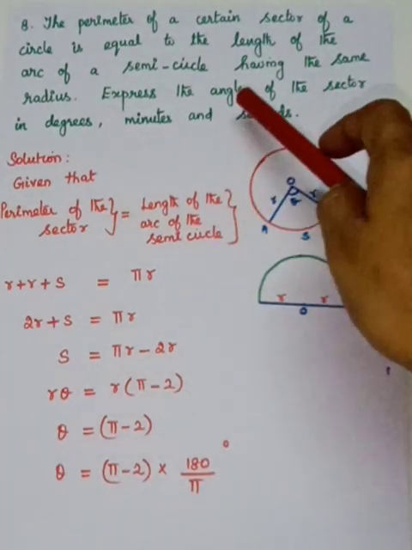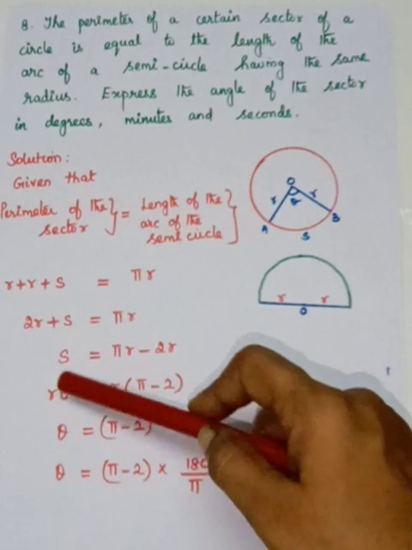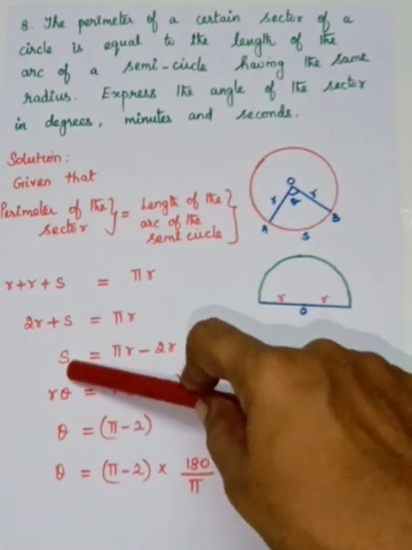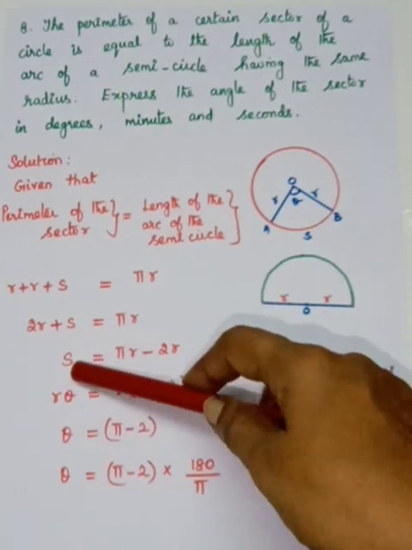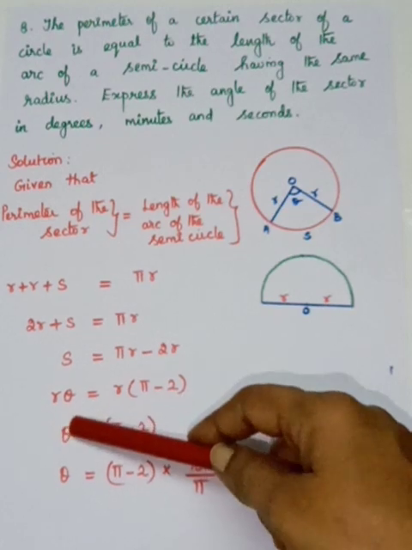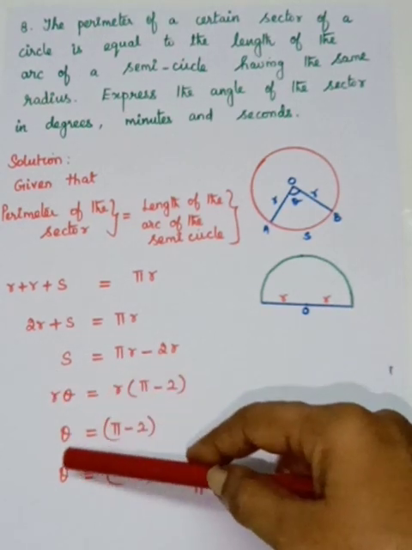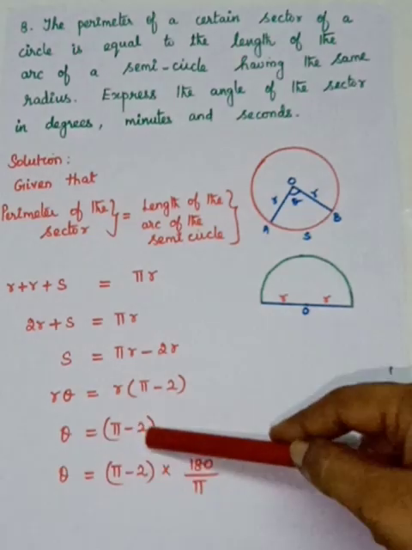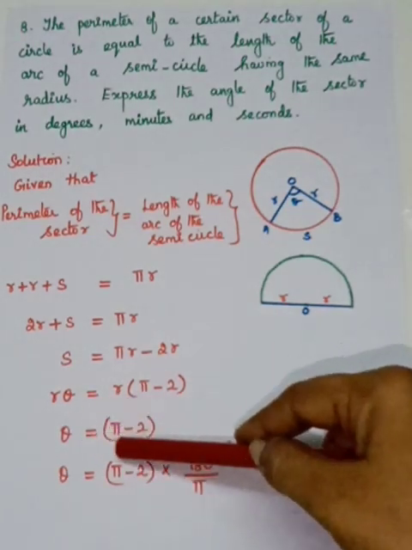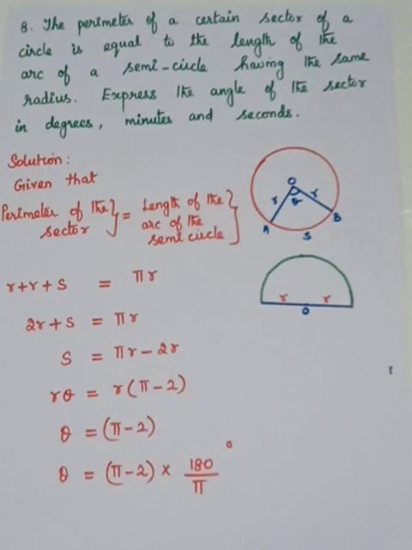So what is asked here? The angle of the sector. But here the arc length is given. So we know the formula: arc length is r into theta. Both have the same radius, so r gets cancelled. You are getting theta is equal to pi minus 2. It is in terms of radians, since pi is involved.